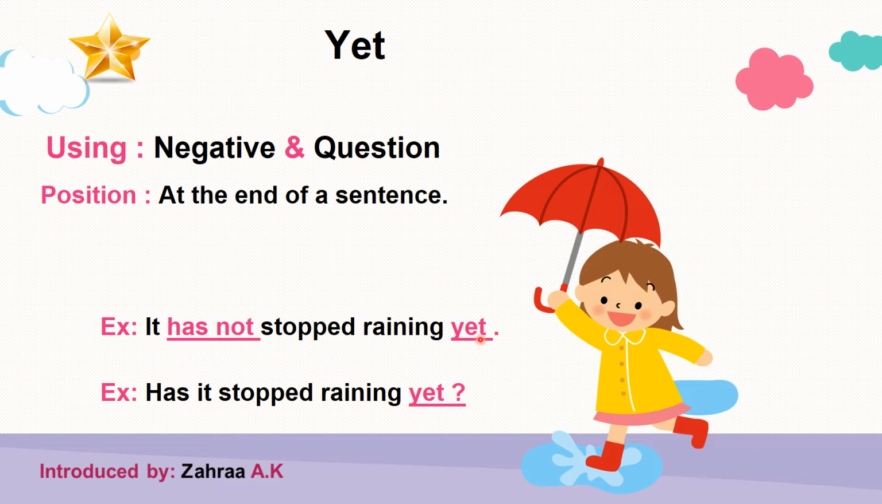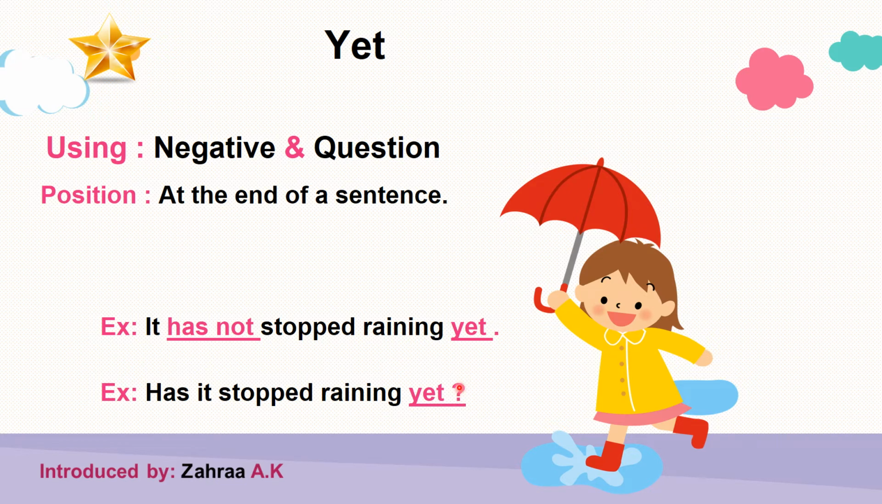So the position of yet is at the end of a sentence, and in this sentence we use it in a negative way. موقعها ثابت بنهاية الجملة ولكن الجملة منفية. It hasn't stopped raining yet. Has it stopped raining yet? هل توقف المطر لحد الآن؟ This is in the question form.